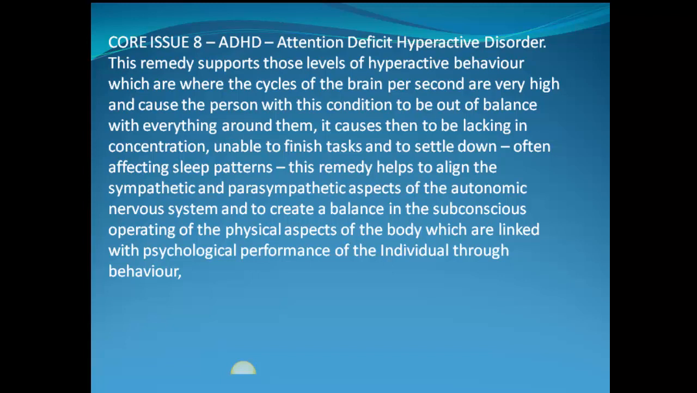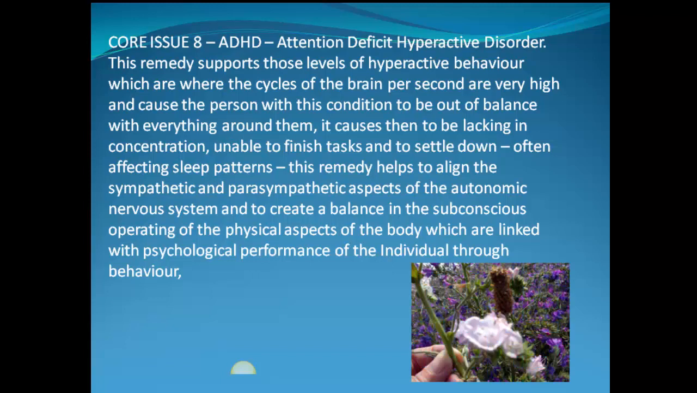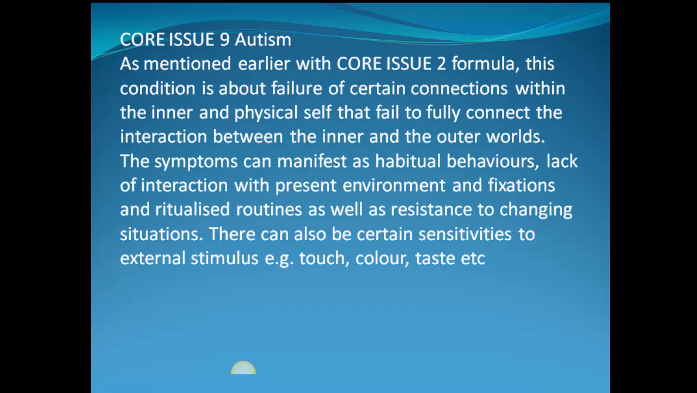So this remedy can help to align what's called the sympathetic and the parasympathetic aspects of the autonomic nervous system, so creating a balance in the subconscious operating of the physical aspects of the body, which are linked with psychological performance of the individual through their behaviour. And here we have a picture of the actual plant, quite a rare one, which has been used to create this particular core issue formula. Very often this particular remedy can fit in with another core issue remedy. Sometimes two are indicated. Now core issue 9 is the one for autism, to support autism.